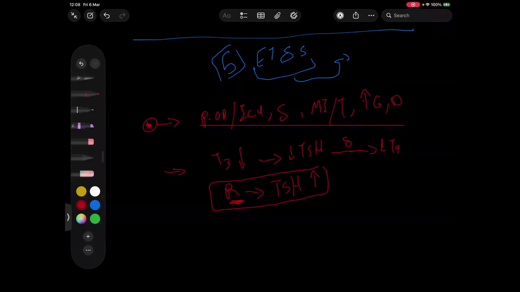T3 is going to be low. It's going to be followed by low TSH. TSH, followed by severely low T4, if it's severe. But doctor, why is TSH low when T3 is low? It should be high. You are speaking here about a stressful condition.